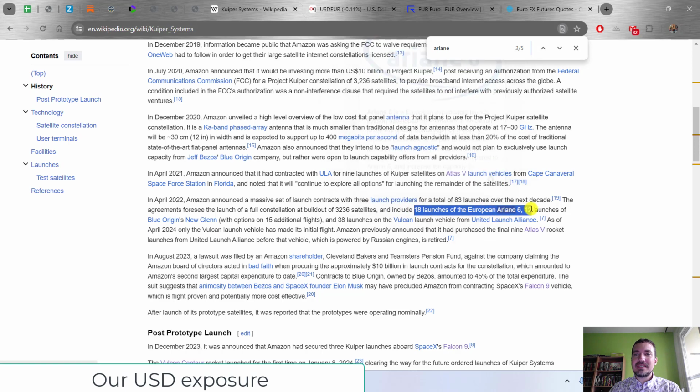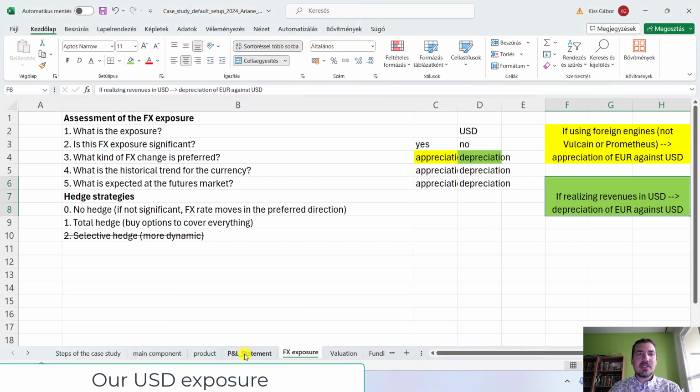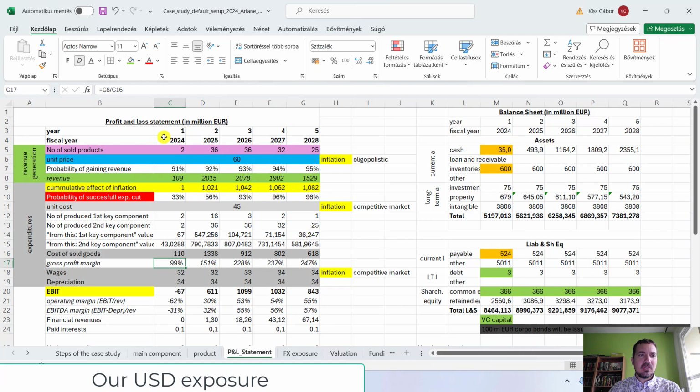So if we are looking for our nice market niche, then we can see that we will have 18 launches for Ariane 6. And that's why we can say that now we should look at our profit and loss statement and see that some of this should be divided. So, how should we do this? Maybe we should create a completely new one.